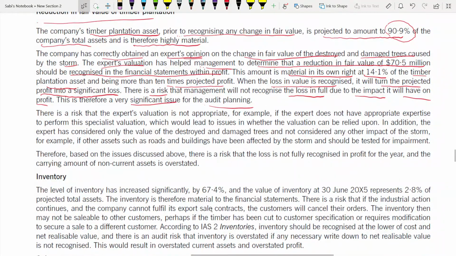Next, there's a risk that the expert's valuation is not appropriate. This could be a risk. So while you're practicing, guys, if you're able to pinpoint these points, that this could be a risk, that means you're going in the right direction. You only need to build up and make it in the form of sentences and write it. I think you will be able to do that, because the hardest part in audit, trust me, is to identify the risks appropriately. Once you identify the risk, writing sentences and making paragraphs is nothing, guys.